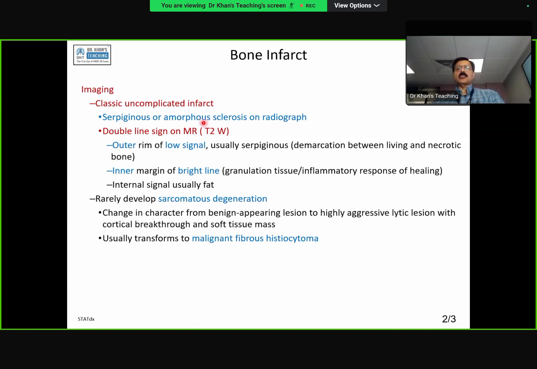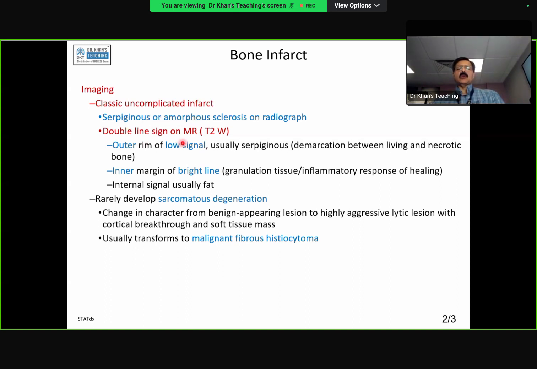You have to differentiate it from the calcification of an enchondroma, which is a cartilaginous tumor. A cartilaginous tumor like an enchondroma will have ring and arc or punctate calcification. I'll show you a few radiographs, and this scenario is important for your exam.